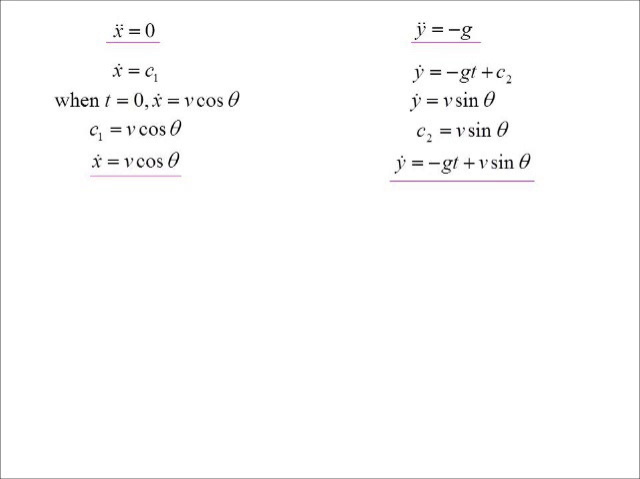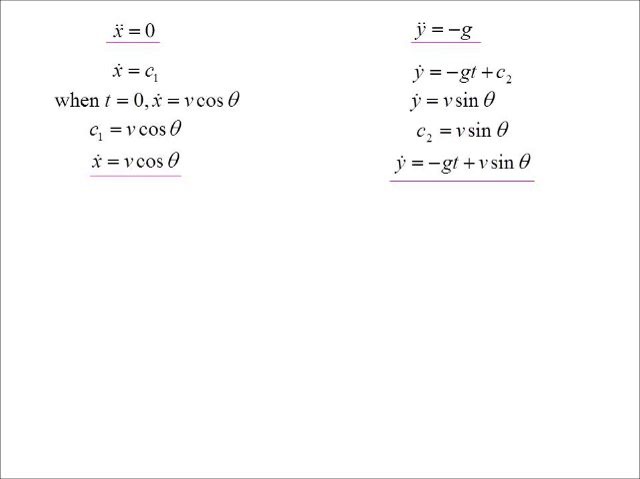So I get x dot equals v cos theta. Horizontally, it's a constant velocity of whatever v cos theta is. Vertically, it changes because of gravity. So it starts at v sin theta, but then we're subtracting gt. So the more time, the more we're subtracting from that initial velocity, and we saw that graph that went down, it just keeps going down at a constant rate.